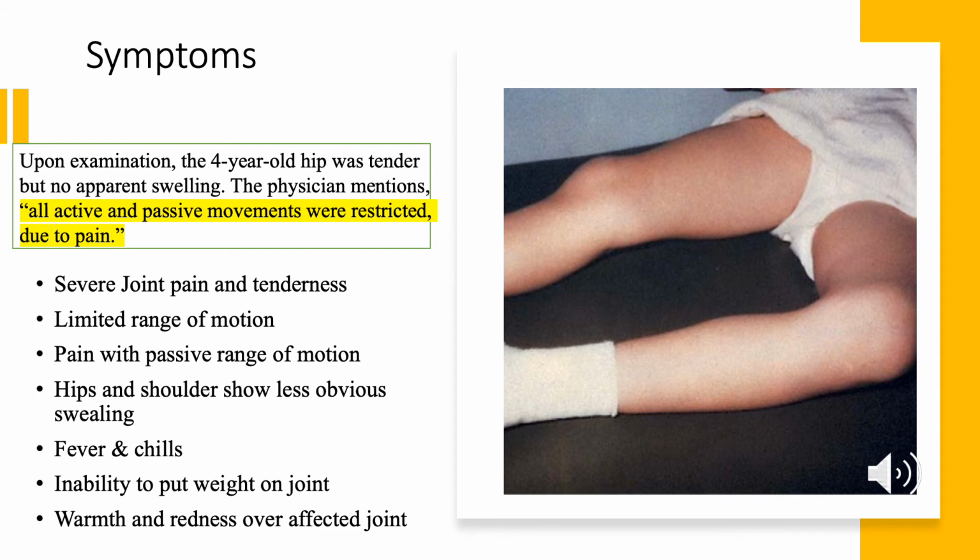In my typical patient presentation, it was a 4-year-old child. Upon examination, the 4-year-old's hip was tender, but with no apparent swelling. The physician mentions all active and passive movements were restricted due to pain. Other symptoms of septic arthritis include inability to put weight on the joint. Hips and shoulders show less obvious swelling than the wrist or knee. Also, warmth and redness over the affected joint can be a sign of a possible infection.